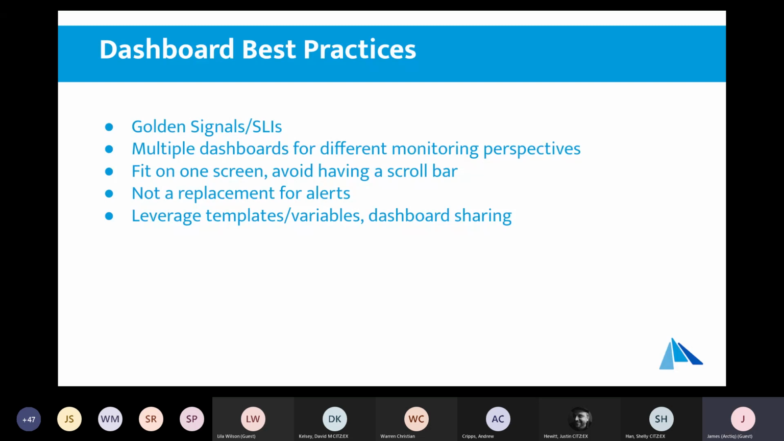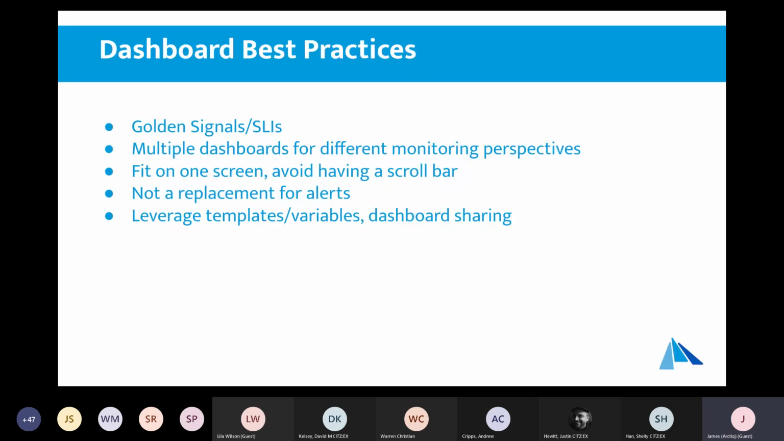Don't create giant dashboards with a whole bunch of noisy panels in the hopes that you're going to be able to capture everything that could possibly happen. They're usually slow to load, and it's really hard to visually correlate between what's happening between one graph and another.